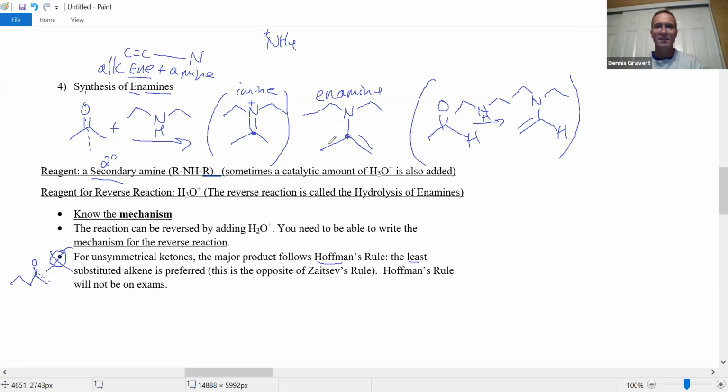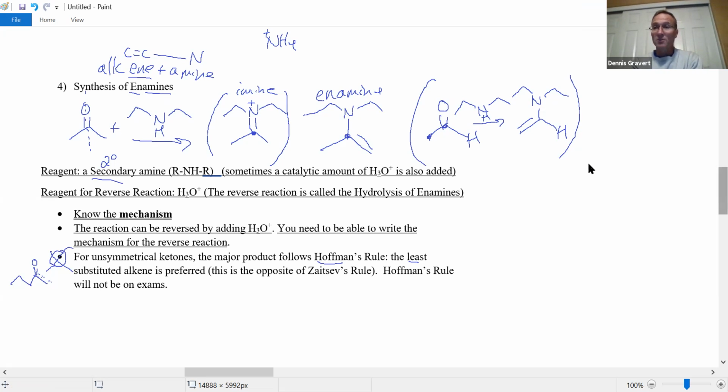You just pick one side of the double bond, sorry, one side of the carbon to make a double bond. And if it's an aldehyde, there's only one carbon on your aldehyde that could possibly make a double bond. So that's where the double bond goes. Anything else? Nope, we're good.